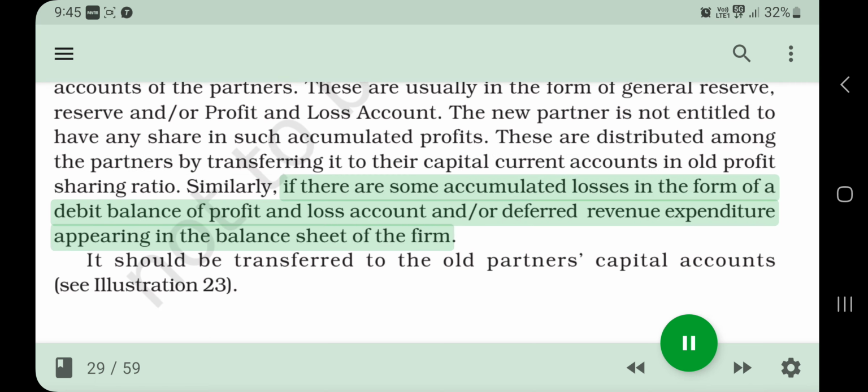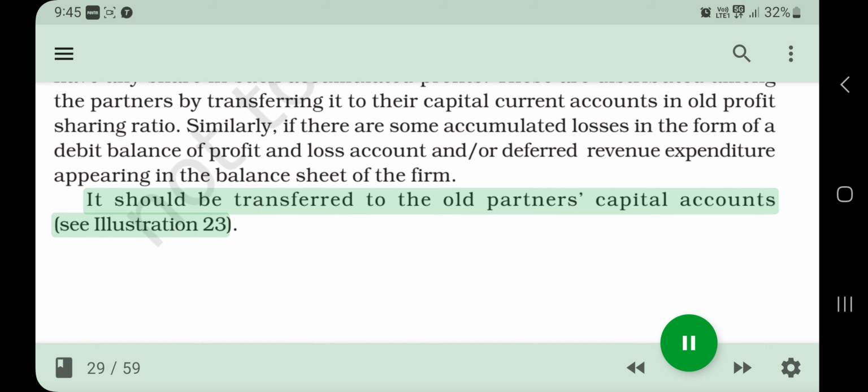Similarly, if there are some accumulated losses in the form of a debit balance of profit and loss account and/or deferred revenue expenditure appearing in the balance sheet of the firm, it should be transferred to the old partners' capital accounts. See illustration 23.